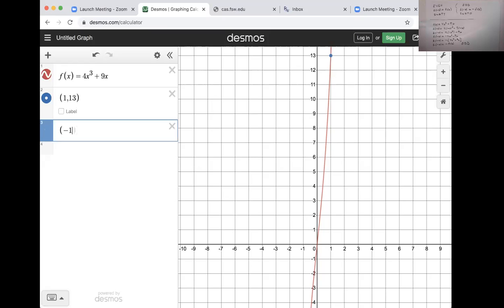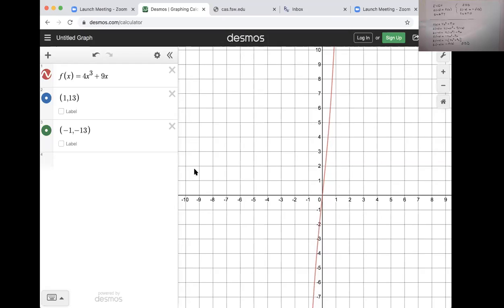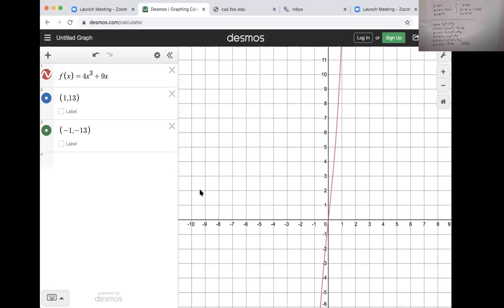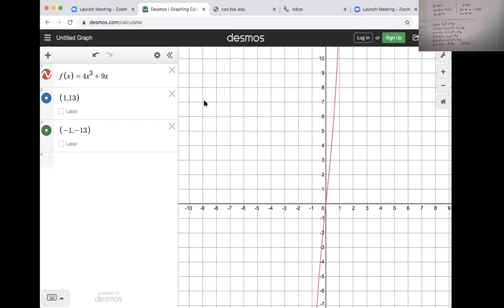Is that also on the graph? And sure enough, negative 1, negative 13 is also there. So you see we do the double fold and we have a graph that is symmetric with respect to the origin. So indeed that is an odd function. Notice the exponents, x to the third, x to the first, odd exponents. That's a way to determine if a polynomial is even or odd.